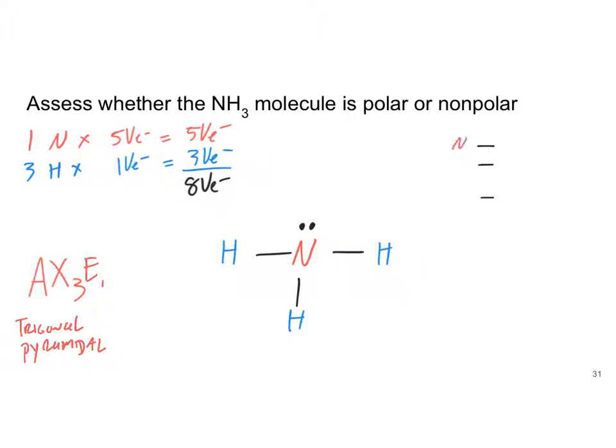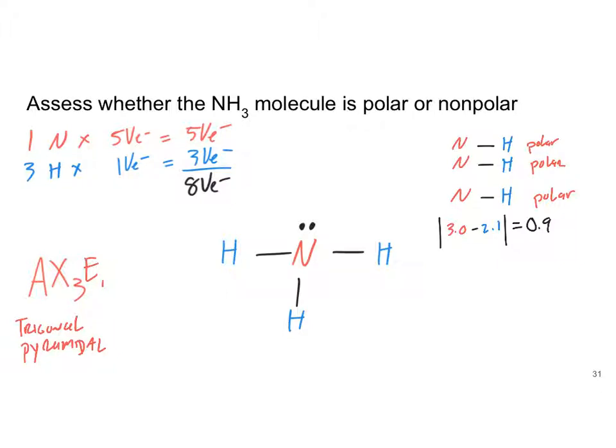So between nitrogen and hydrogen, I know that the electronegativity of nitrogen, according to the periodic table, is 3.0, and hydrogen is 2.1, and that gives me an electronegativity difference of 0.9. And so that tells me that each of the bonds represented here are polar bonds. So we have a polar bond, polar, polar, and polar bond.